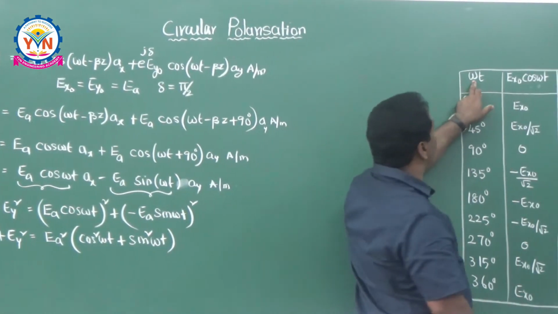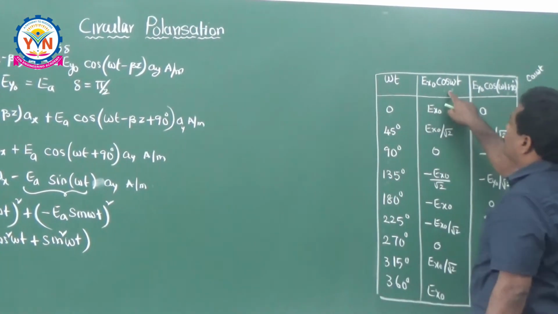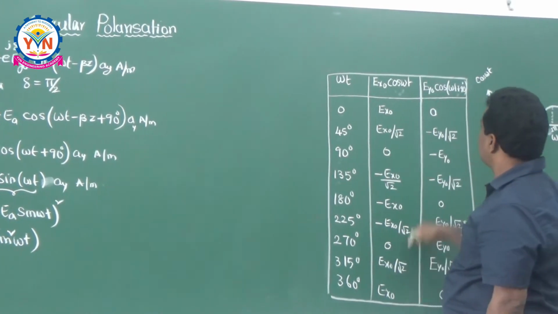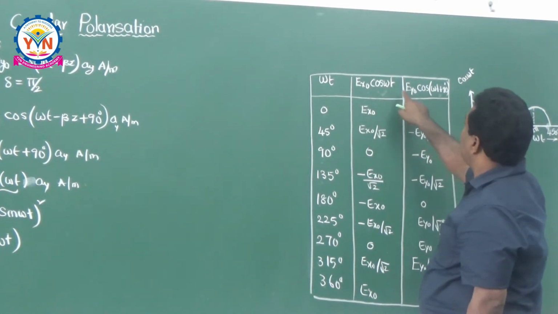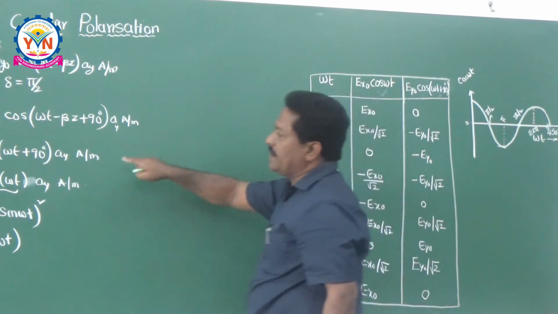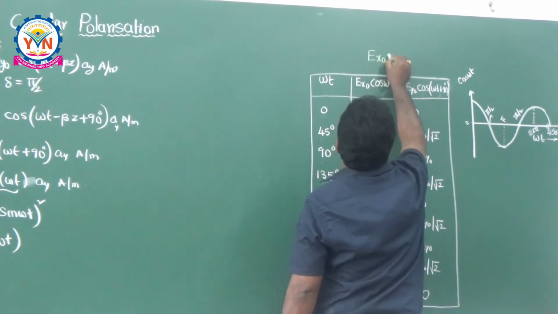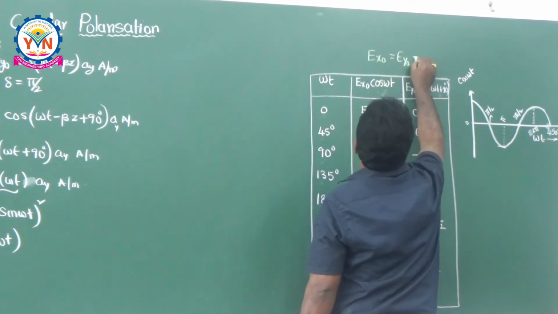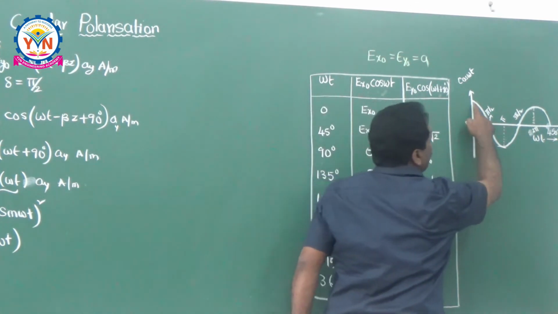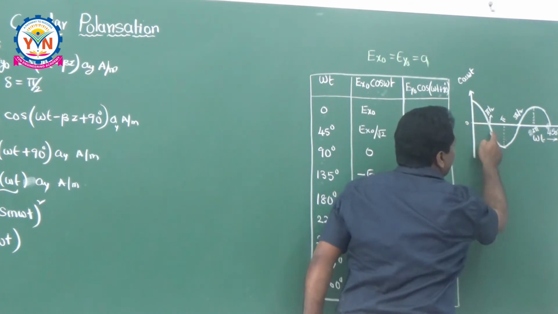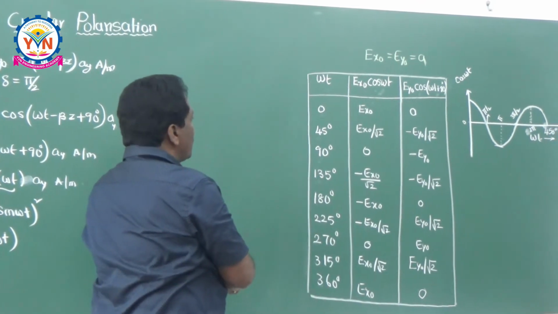That means I am calculating this x component and y component: Ex naught cos omega t and Ey naught cos of omega t plus 90. Of course, here Ex naught is equal to Ey naught is equal to Ea, the common amplitude. So this table is readily available to you, and as usual you can get the values from this cos function. Once you have these values, now sketch this variation.